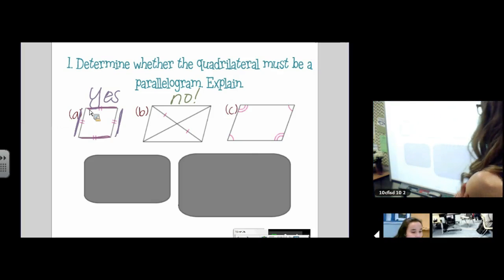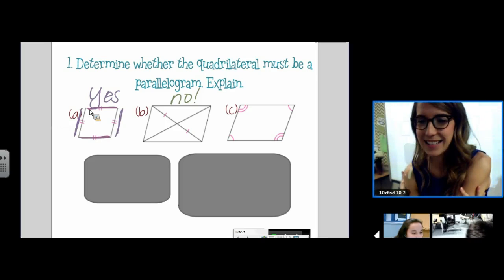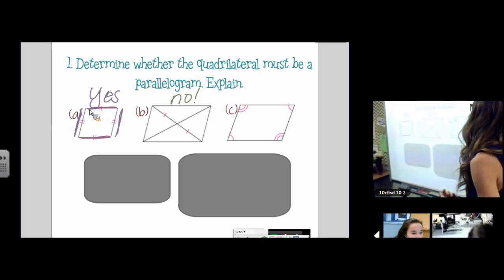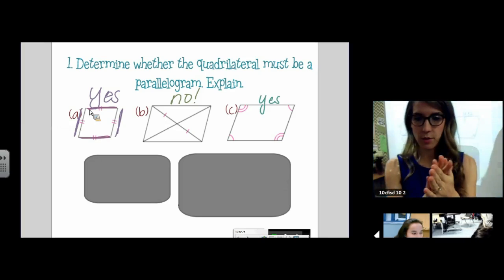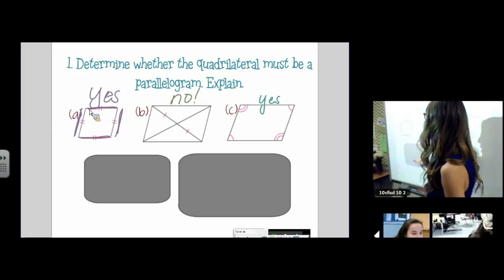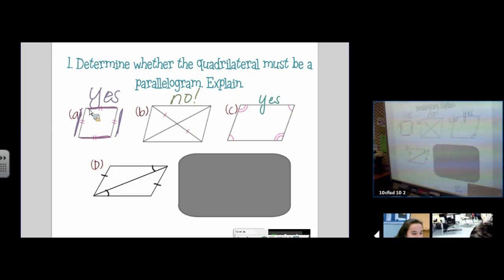Next one. Let's get our first one right. Yes! Both pairs of opposite angles are congruent. Both. So it's a yes. Next one. This one takes a little bit more thought. I'm going to give you some time.